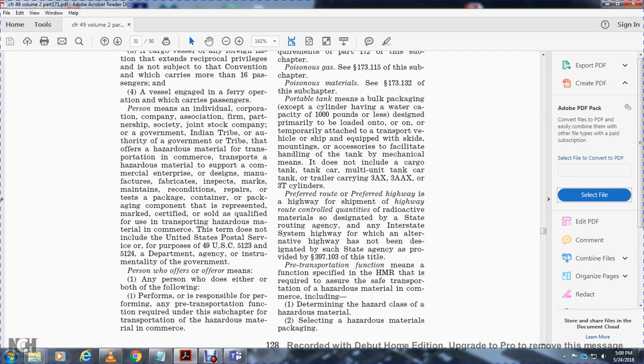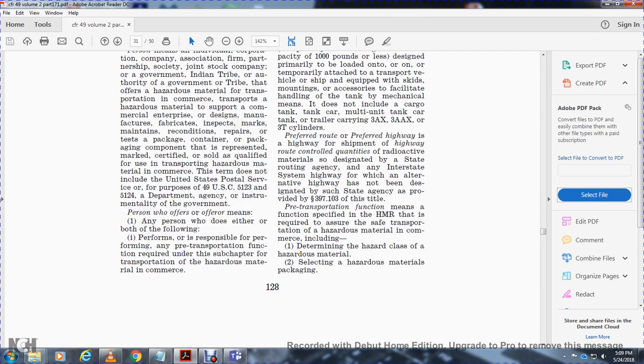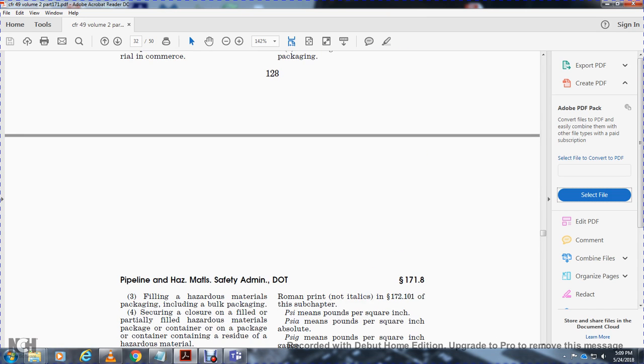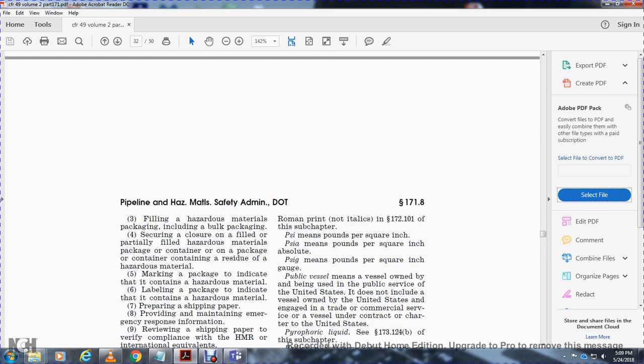Pre-transportation function means a function specified in the Hazardous Materials Regulations that is required to assure the safe transportation of hazardous material in commerce, and includes: determining the hazard class of the hazardous material; selecting the hazardous material packaging; filling the hazardous material packaging, including bulk packaging; securing the closure of the filled or partially filled hazardous material packaging, including a package containing residual hazardous material.